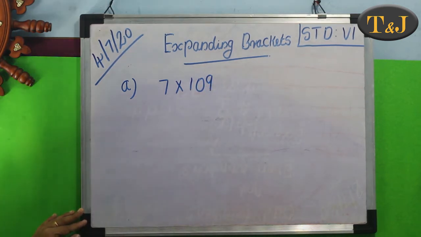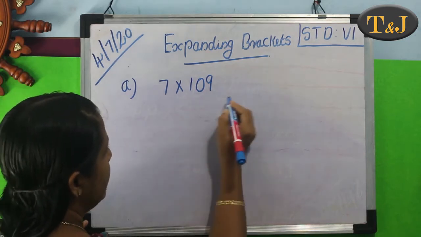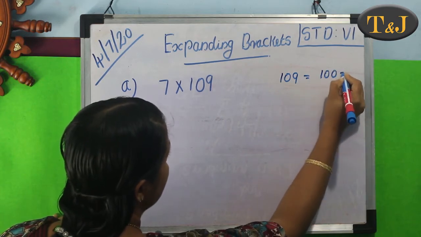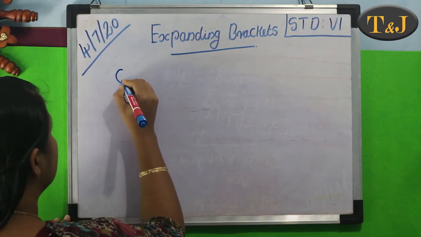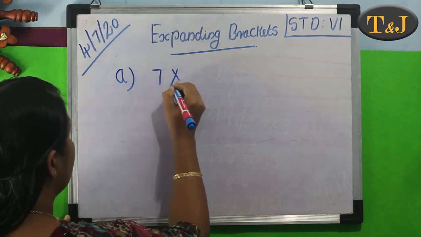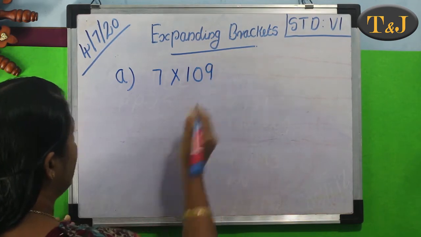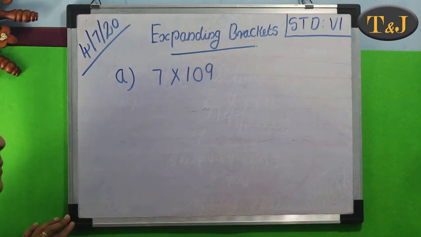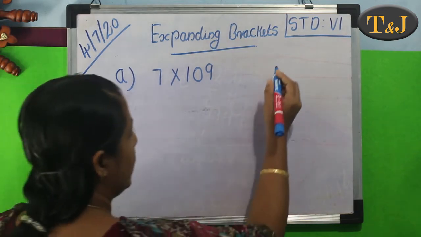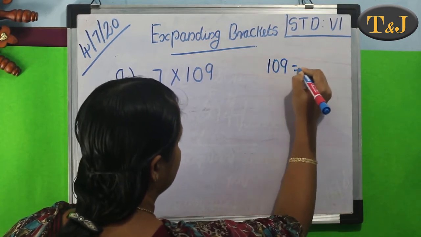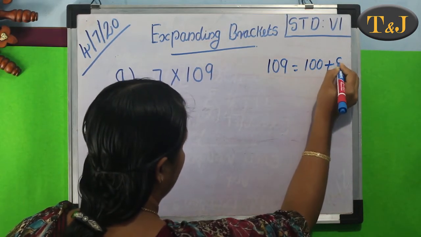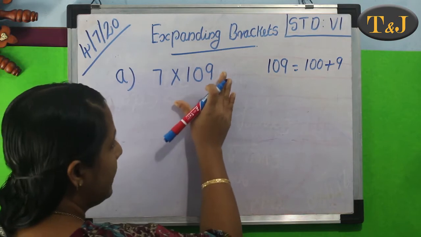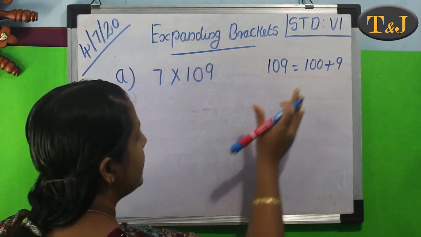Here in this number we are breaking 109, that is, 109 we have to split as 100 plus 9. First example, 7 multiplied by 109. In this problem, we need to break this number, 109. How can we break this number? 109 equals 100 plus 9. There is no need to split the 7. Here we want only to break the number 109, that is, 100 plus 9.